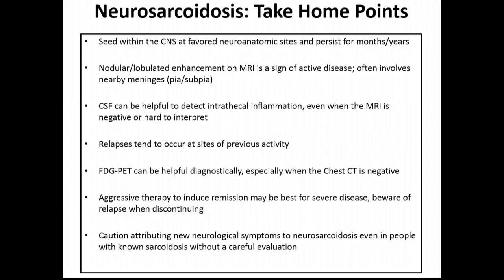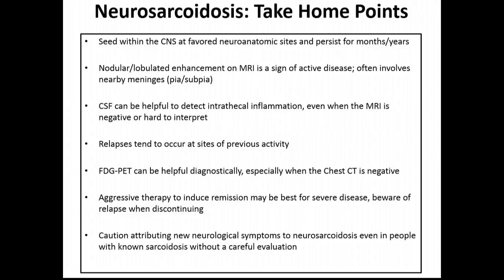FDG PET can be particularly helpful. This is PET of the body, not PET of the brain specifically. And aggressive therapy to induce remission is probably best for severe disease. Often it's said, let's try steroids. 50% of people will respond, and then if they don't work, then we'll try something else. But more and more, when the optic nerves are involved, when the spinal cord's involved, if someone's really sick, if they need a VP shunt, why wait 6 months? I'm worried that that's too late.